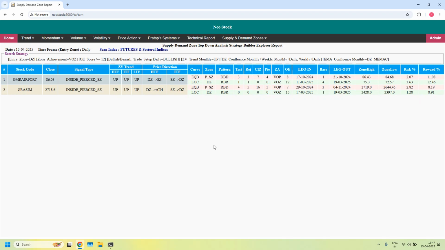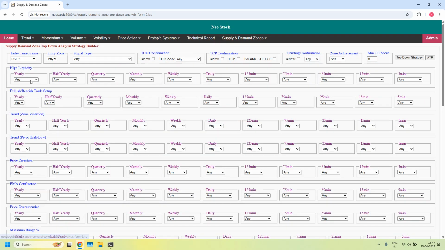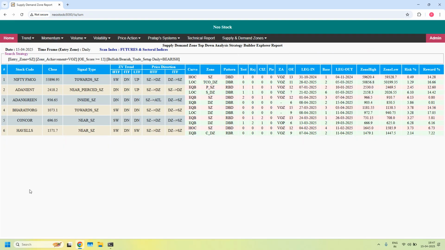Next, we will look into bearish trade setup for monthly income trade. Entry time frame daily, entry zone, supply zone, bullish or bearish. I am selecting bearish at daily. Zone achievement VOZ, minimum order enhancer score 12. With these filters, we got 6 stocks. Bearish trade setup for monthly income trade. Entry time frame daily, supply zones. All these are daily supply zones.